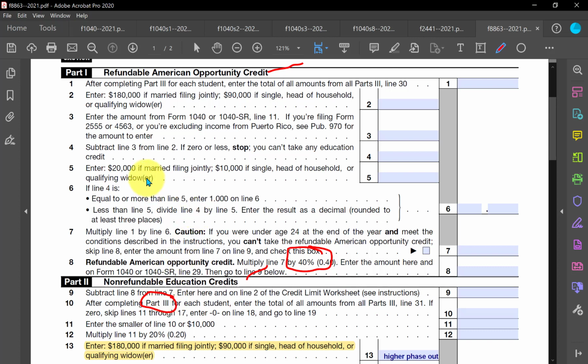Here, the phase-out range for the American Opportunities Credit is really 20,000 below this 180. So if you're married filing joint, if it's under 160,000, you get the full amount of the credit. But it starts to phase out if you go over 160,000 and is totally phased out at 180. Here's the range for unmarried: totally phased out from 80 to 90 for that filing status.